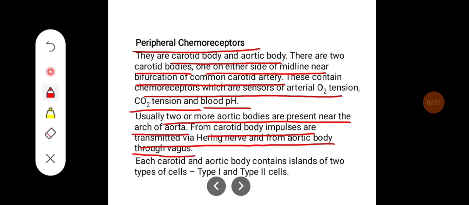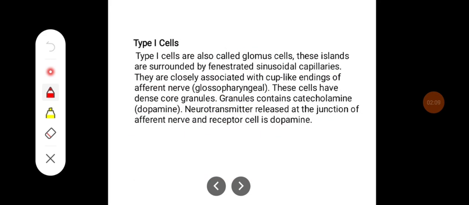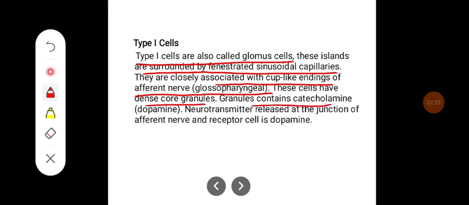and 10th nerve. Each carotid and aortic body contains islands of two types of cells, that is type 1 and type 2 cells. Type 1 cells are also called glomus cells. These islands are surrounded by fenestrated sinusoidal capillaries. They are closely associated with cup-like endings of afferent nerve, that is glossopharyngeal. These cells have dense core granules. Granules contain catecholamine, which is dopamine. Neurotransmitter released at the junction of the afferent nerve and the receptor cell is dopamine.